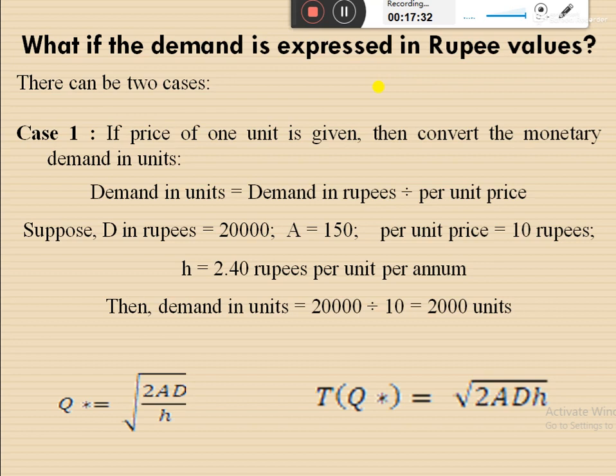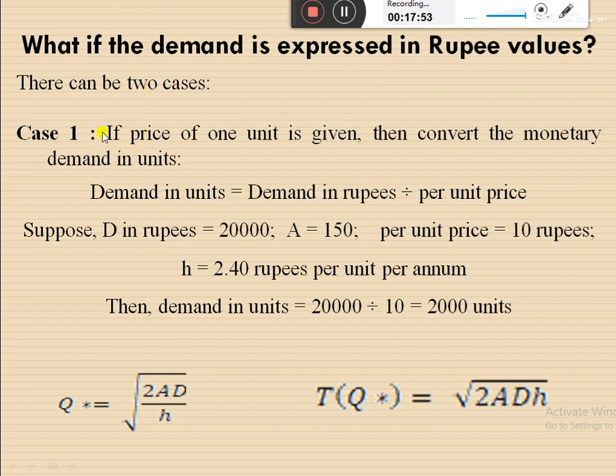The special case is: what would be the impact on the procedure of calculating economic order quantity and total inventory cost if the demand is expressed in terms of rupees, or in monetary terms? There can be two possible cases.